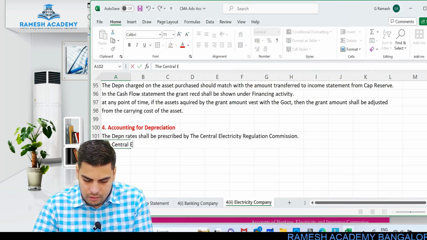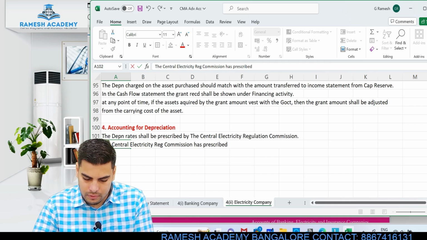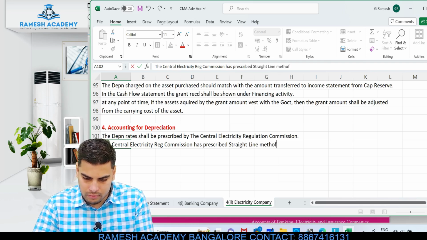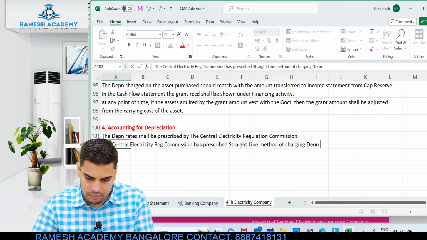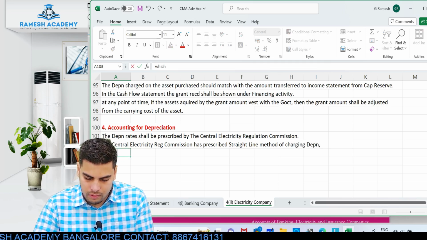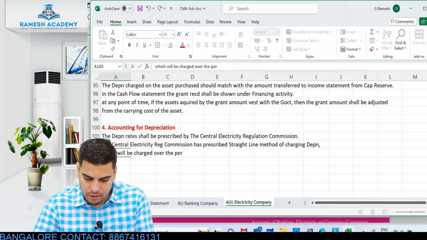The Central Electricity Regulation Commission has prescribed the straight line method of charging depreciation, which will be charged over the period of useful life.